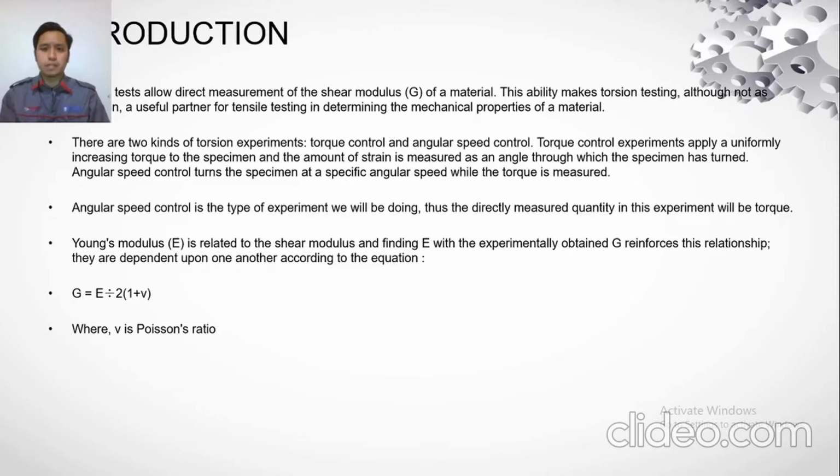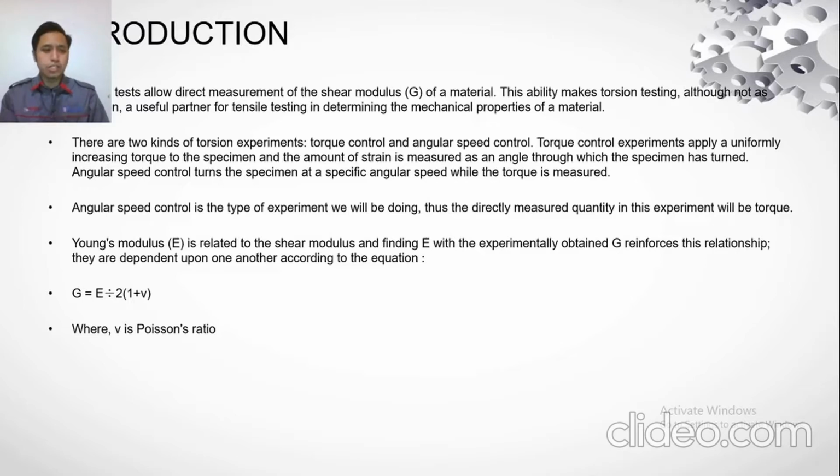Torque control experiments apply a uniformly increasing torque to the specimen, and the amount of strain is measured as an angle through which the specimen has turned. Angular speed control turns the specimen at a specific angular speed while the torque is measured. Angular speed control is the type of experiment we will be doing. Thus, the directly measured quantity in this experiment will be torque.